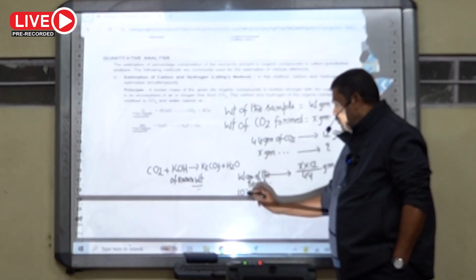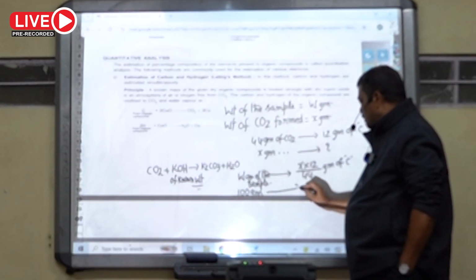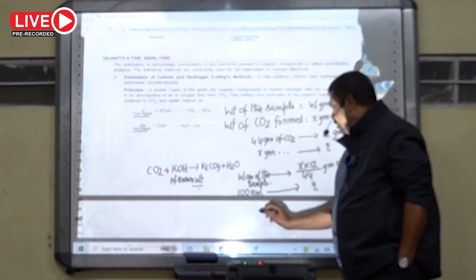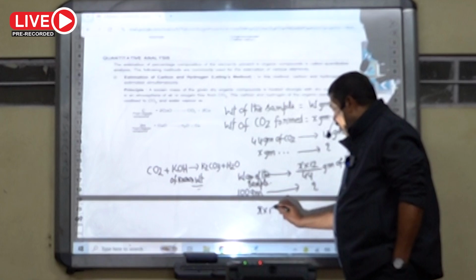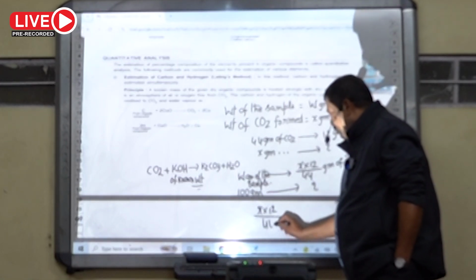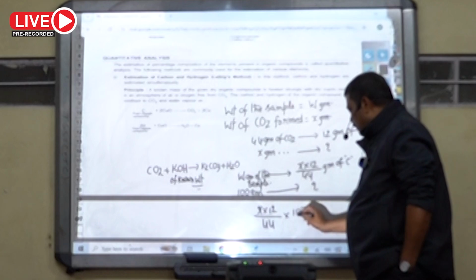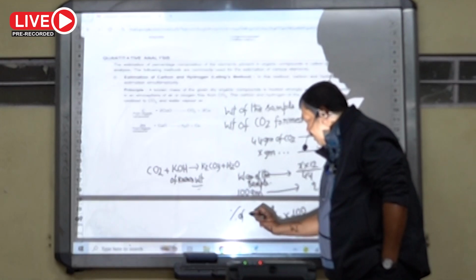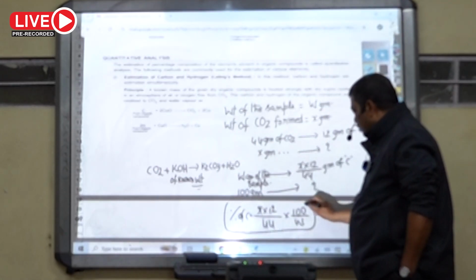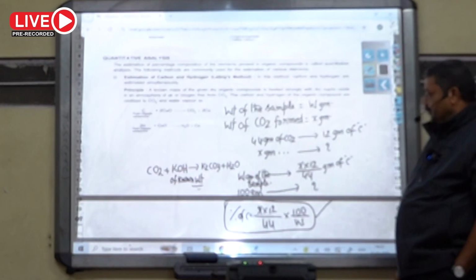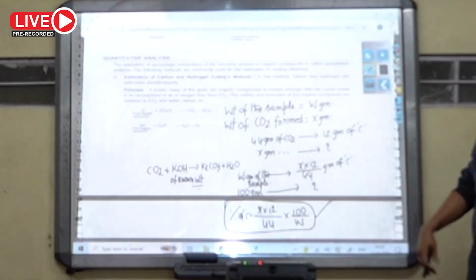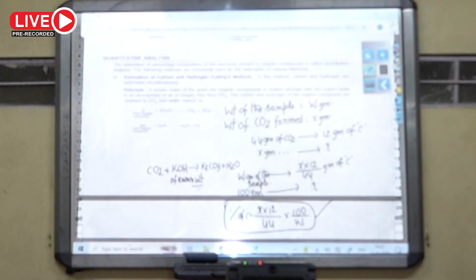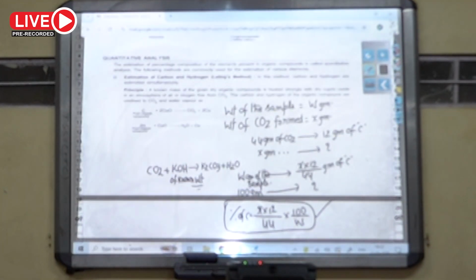Now 100 gram of the sample contain how much? So that is equal to X into 12 by 44 into 100 by W. This gives percentage of C. Students should know this last point. All this you don't require, because that is only to understand. But precisely you require the last point.